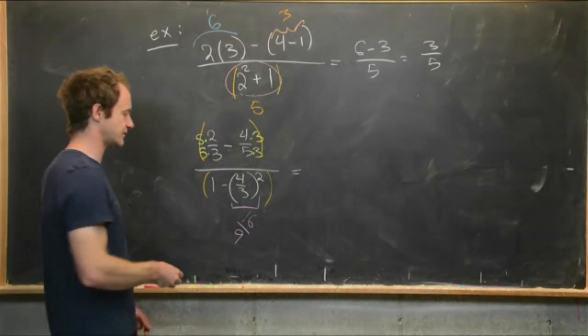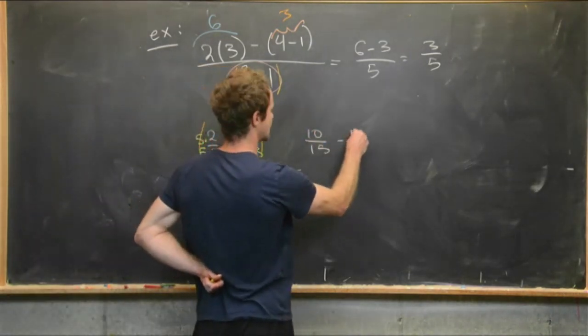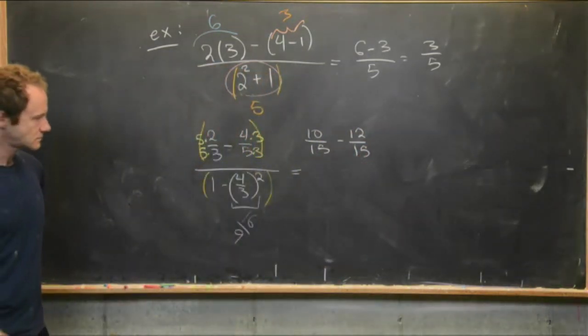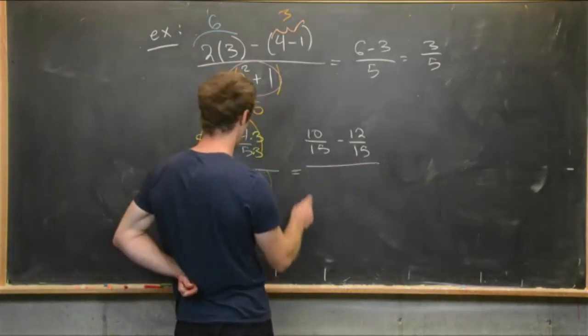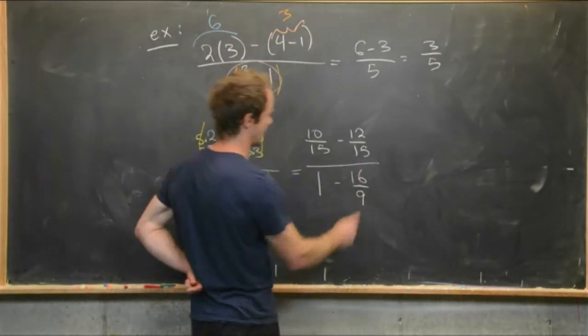4 times 4 is 16, 3 times 3 is 9. So let's see, now we have 10 over 15 minus 12 over 15. Is that right? Yeah. And then over 1 minus 16 over 9.